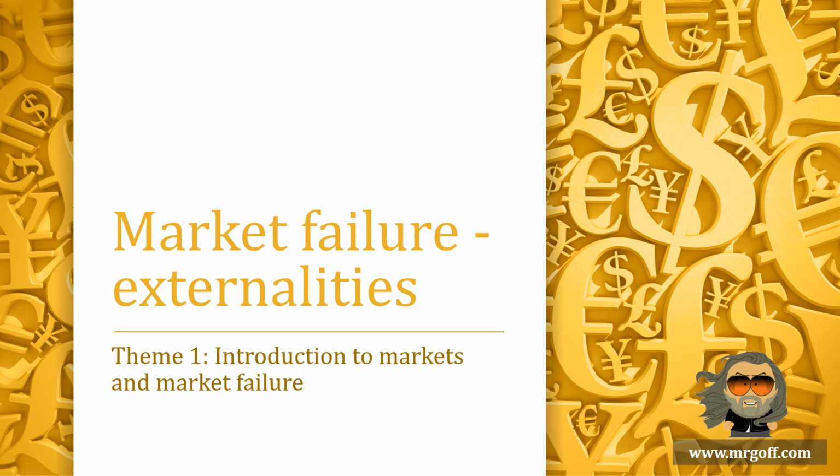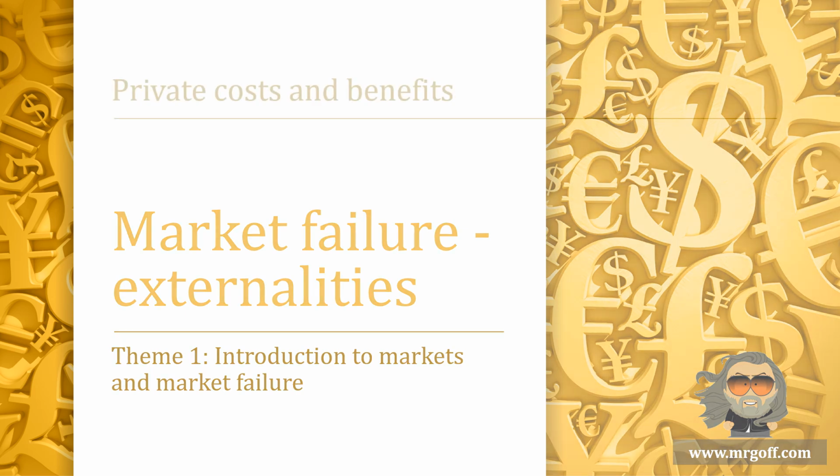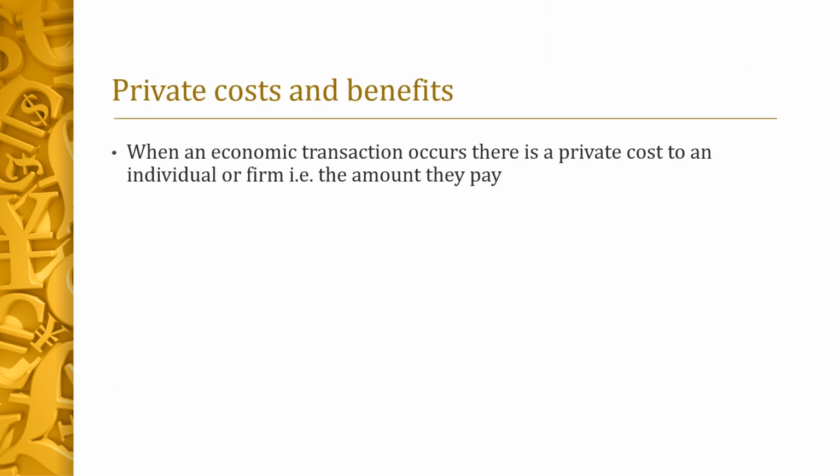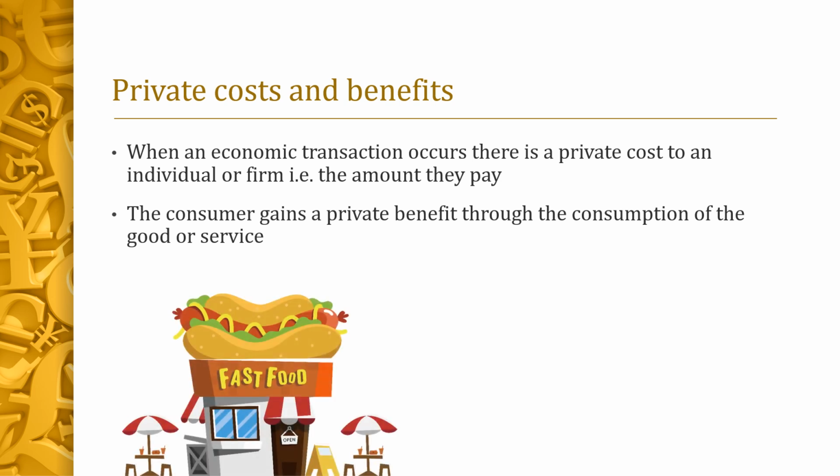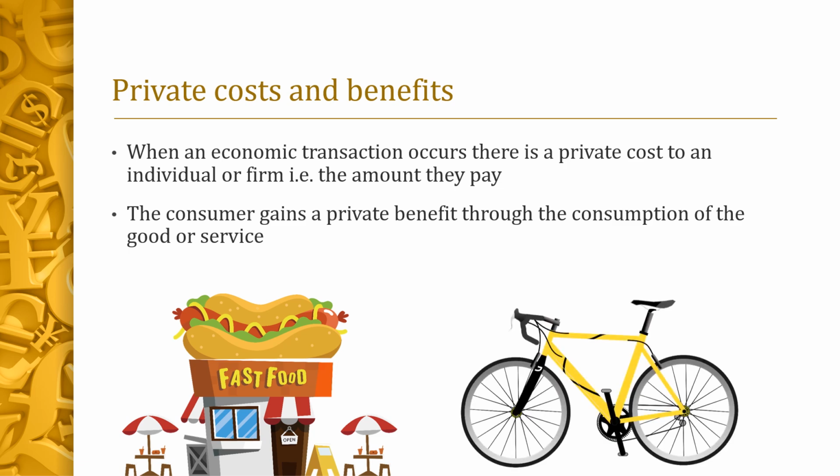This video will focus on market failure caused by externalities. When an economic transaction occurs, there is a private cost to an individual or firm, that is, the amount they pay. The consumer also gains a private benefit through the consumption of the good or service. When someone purchases fast food, they get the enjoyment of eating that fast food. When they purchase a bike, they're able to ride that bike and get enjoyment and satisfaction from riding.